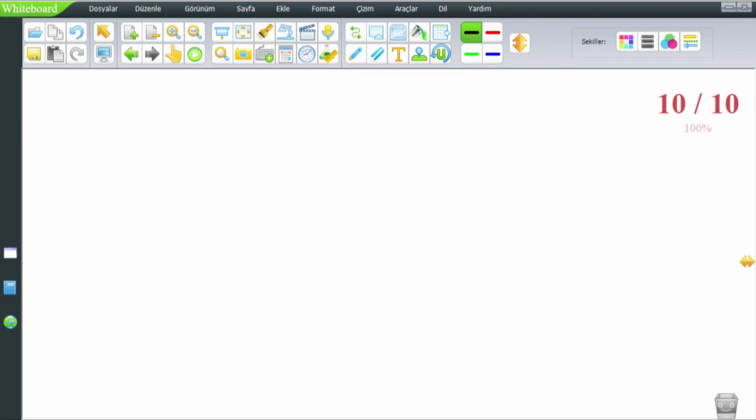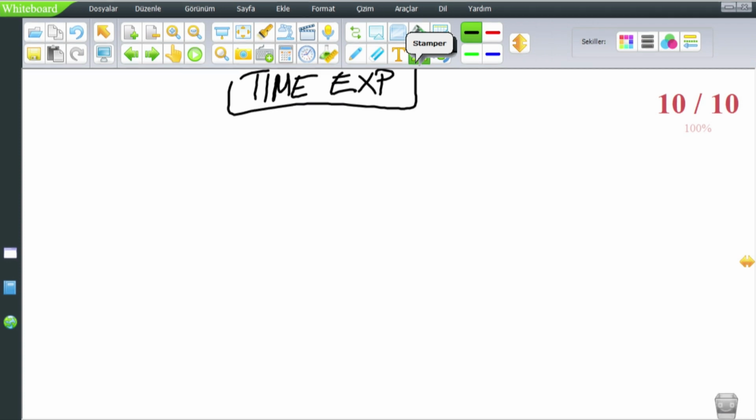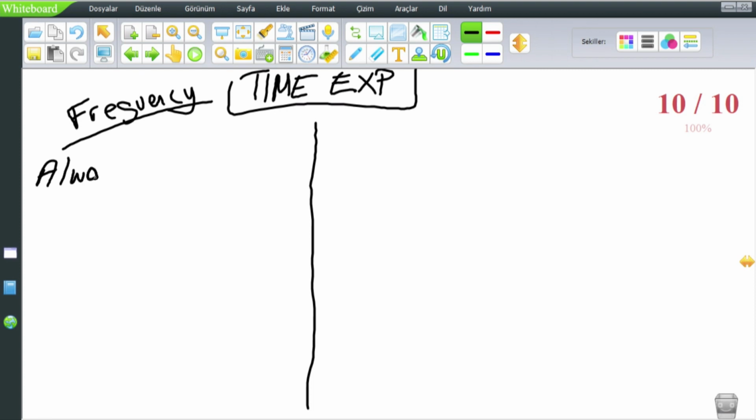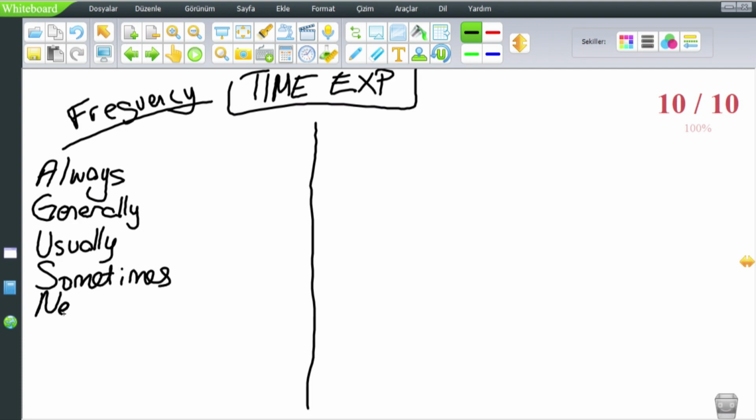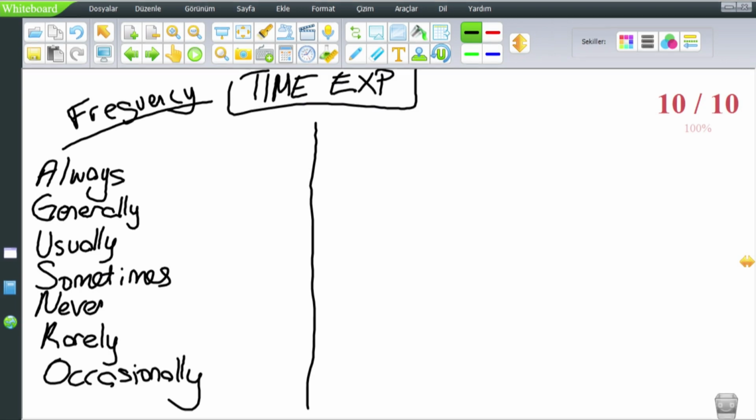So, let's keep going with the time expressions that we use with present simple. Time expressions that express frequency are always, generally, usually, sometimes, never, rarely, occasionally, and normally, hardly ever. These are the ones that express frequency.